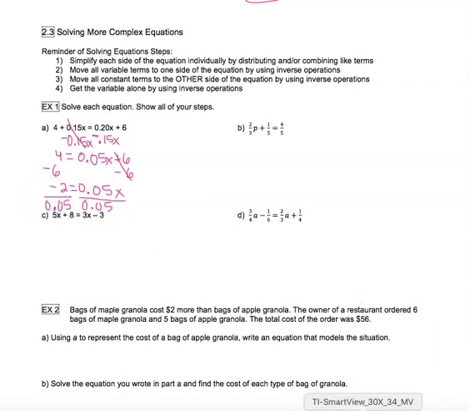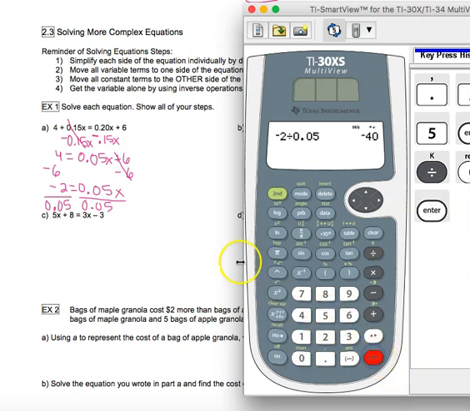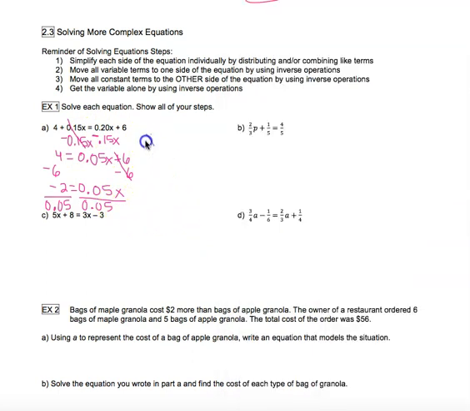0.05. So definitely want my calculator here, clear that out. So I'm going to do negative 2 divided by 0.05. Enter. And then I get negative 40. So it does actually come out to an integer answer. Remember that we can always check all of our answers to an equation by simply plugging this back in to the equation and making sure it gives me a true statement.